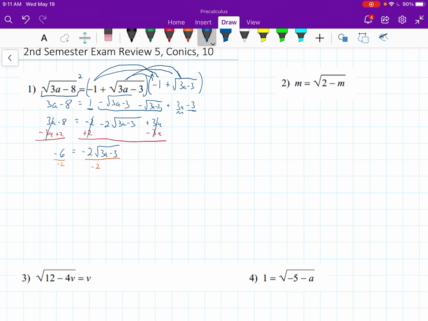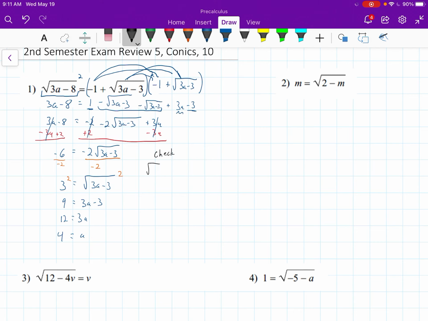And we get 3 equals the square root of 3a minus 3. Squaring both sides gives us 9 equals 3a minus 3. Add 3 to both sides, so 12 equals 3a, and divide by 3, a equals 4. Since we squared both sides, we need to check our solution, so we need to go ahead and put it back in the original.